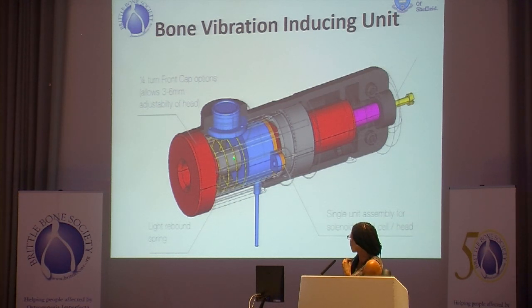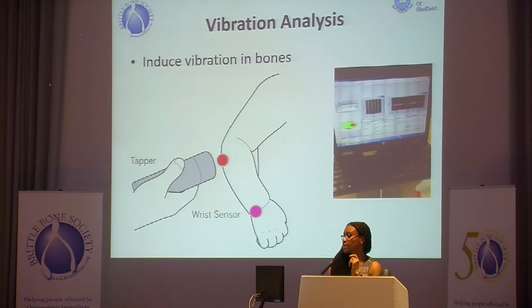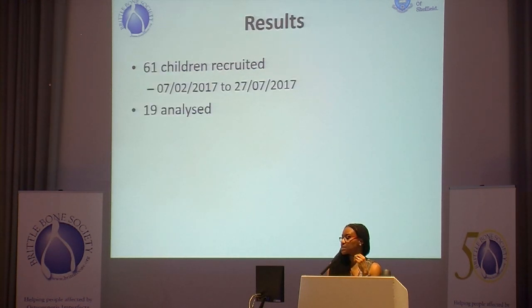So there's a spring here, there's a solenoid that picks up the vibration, and this is the tapper that taps, when you press the button, it taps the bone. We tap at the elbow, avoiding the funny bone, and we pick up the vibration along the bone at the wrist, at the prominent bit of the bone at the wrist. And we've recruited 61 more children between February and July this year.